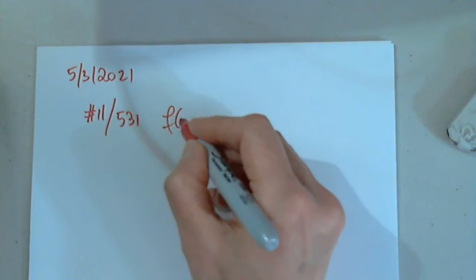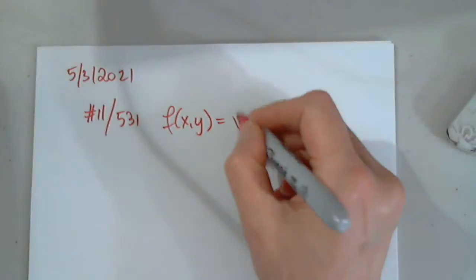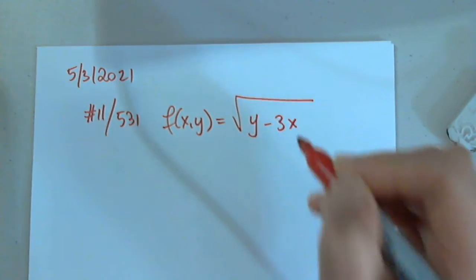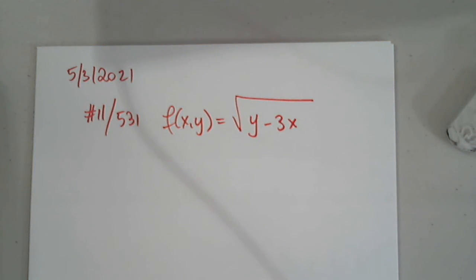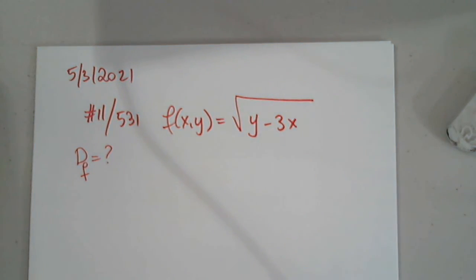f of x y equals the square root of y minus 3x. Can anyone get us started? We are only asked to find the domain of function f. What should we write? What do you think?